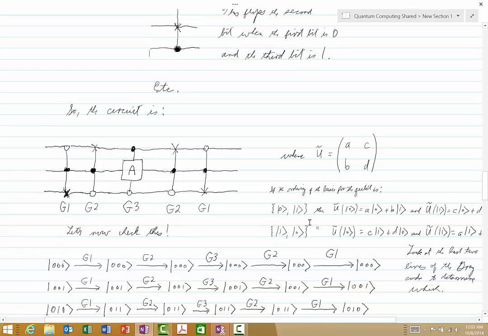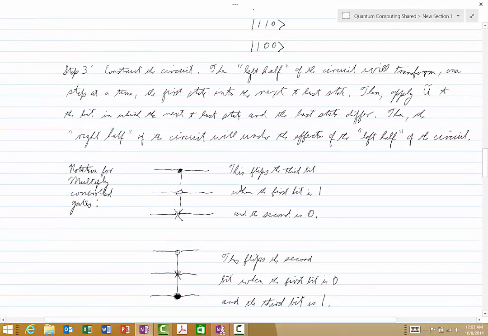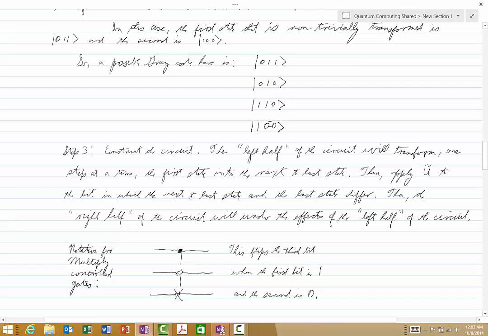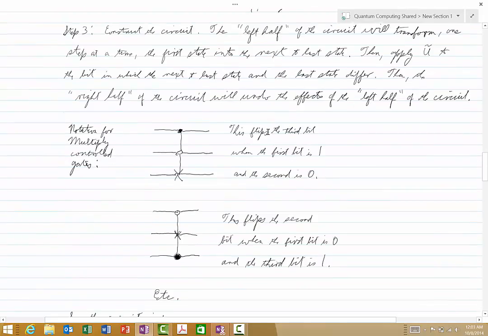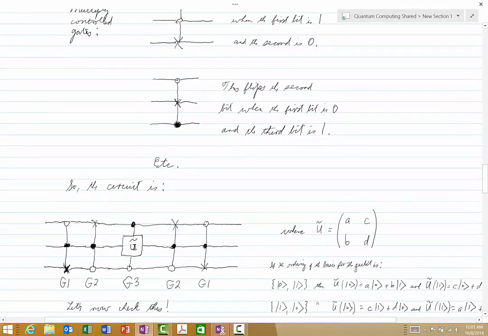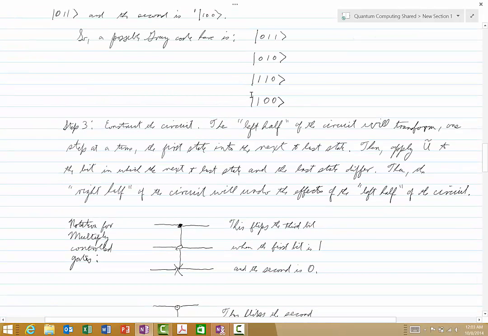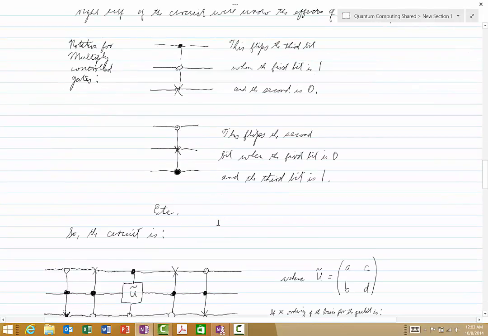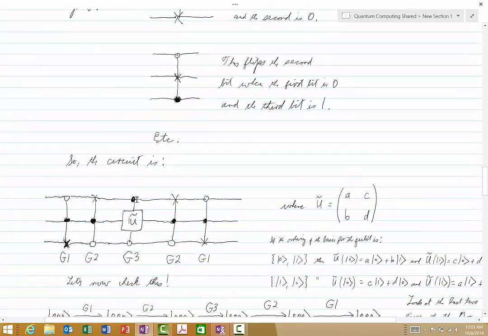Actually, let me change that. We'll just make this U tilde. So again, we apply U tilde to the bit in which the next to last state and the last state differ. They differ in the second bit, so we're going to apply U tilde to the second bit, as you can see, but only when the first bit is 1 and the last bit is 0. So that's why we have the 1 and 0 there.